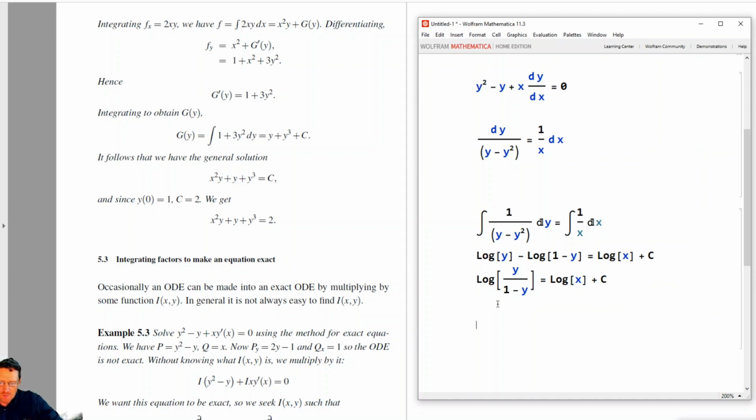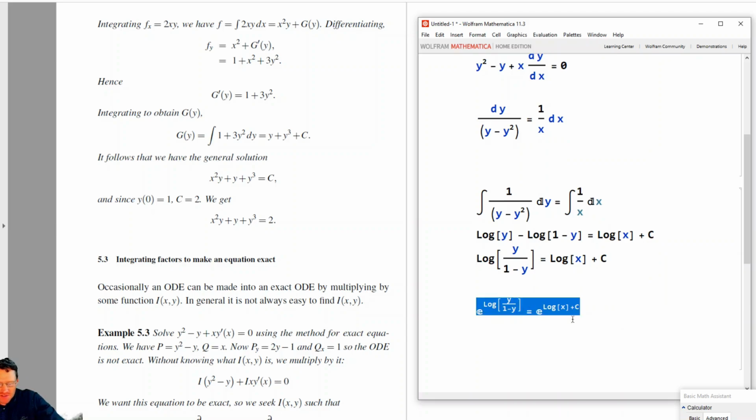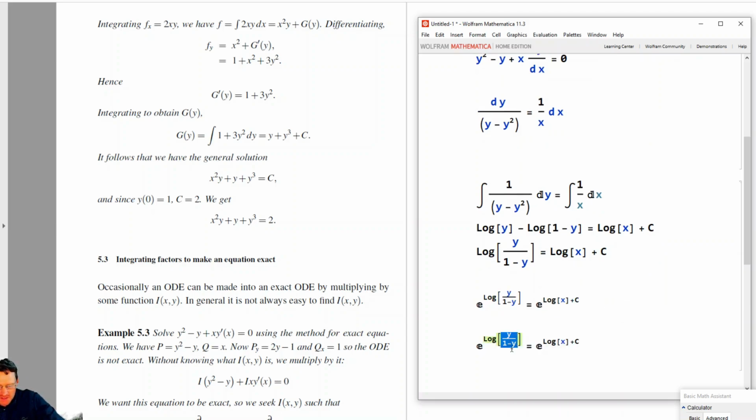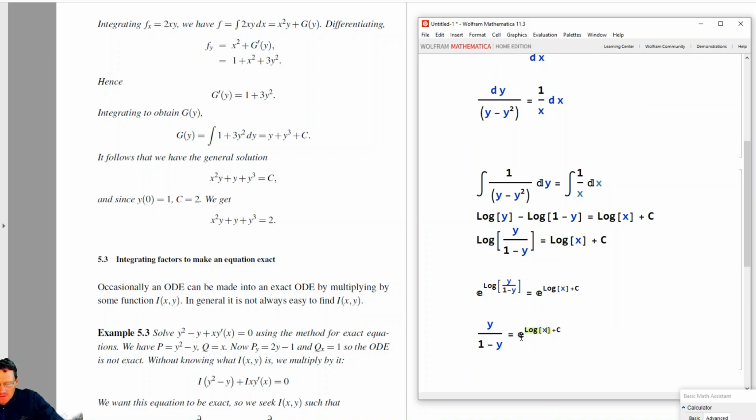Okay, and next we take this as an exponent to base e. So we have e to the power of log equal to e to the power of this one. Now on the left we just have that quotient of y and 1 minus y. On the right we can just bring out the e to the c and call that a. And then this part here, e to the log x, is just x. So we have this, but we need to do some algebra to finish this off.